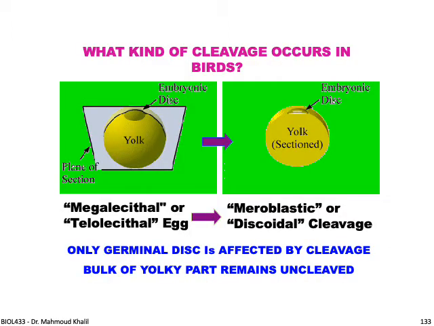Here you can see what kind of cleavage occurs in birds or chick. Actually, the egg is called either a telolecithal or a megalecithal egg due to the huge amount of yolk it contains. So if we section the yolk material, we can see the embryonic disc, and this is actually the region where the embryo develops, located on the top of the yolk. So we call it the embryonic disc or the germinal disc. And only this part is affected by the cleavage, due to the bulky amount of yolk that remained uncleaved.